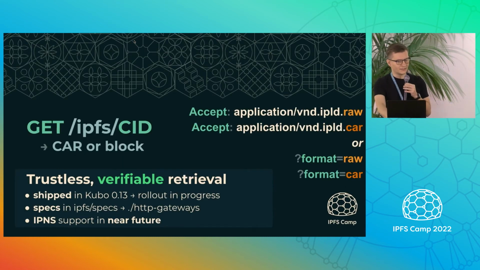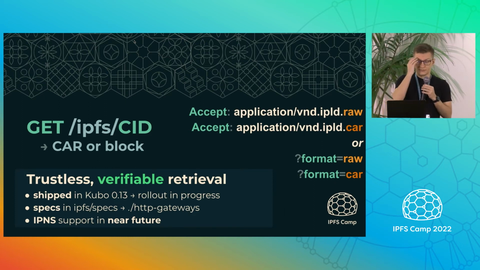The main one, trustless verifiable retrieval, shipped a while ago in Kubo 13, but I've put it here because we finally see the rollout on the public gateways, reaching the point when light clients have multiple choices. That dream of being able to use a random public gateway to retrieve content addressed data and verify hashes locally, I believe is finally reaching a point of practicality.